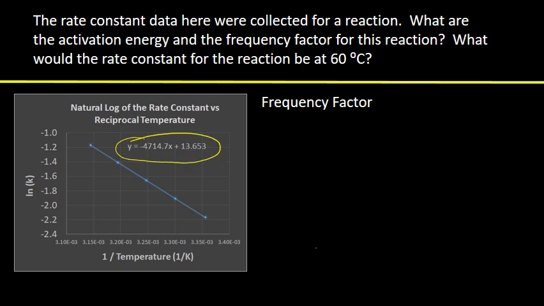We did that with Excel. They gave us y equals negative 4714 times x plus 13.653. This part here is the y-intercept. And remember a few slides ago when we were talking about linearizing the Arrhenius equation, we said that that y-intercept is equal to the natural log of the frequency factor. So to solve for the frequency factor, you just take e raised to the power of both sides.